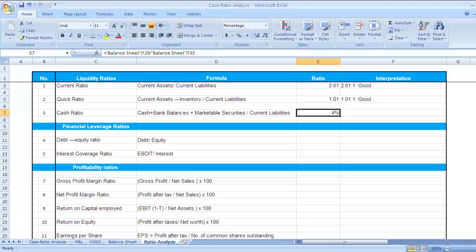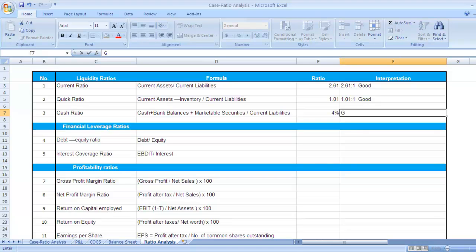The company in our example carries a small amount of cash, that is 4%. There is nothing to be worried about the lack of cash if the company has reserve borrowing power. In India, firms have credit limits sanctioned from banks and can easily draw cash. So I would say this is again a good measure, and we can put this interpretation as good.